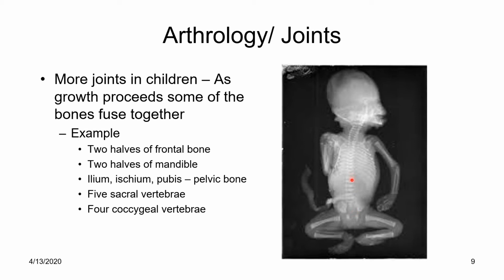And if you take the vertebrae, there are 5 sacral vertebrae and 4 coccygeal vertebrae. In the adult, these 5 sacral vertebrae fuse and form the single sacrum. Similarly, the 4 coccygeal vertebrae fuse and form the coccyx. So now you know the explanation for the greater number of bones in children when compared to adults.